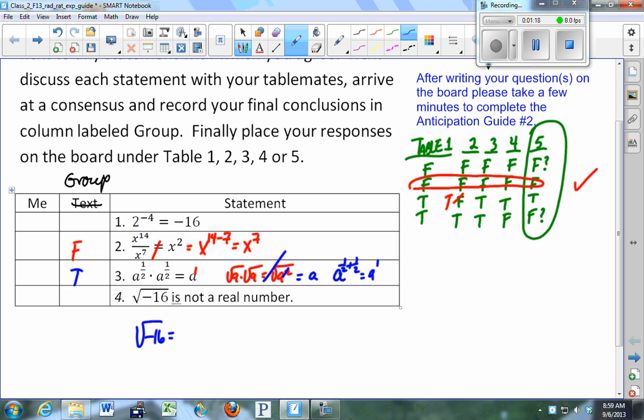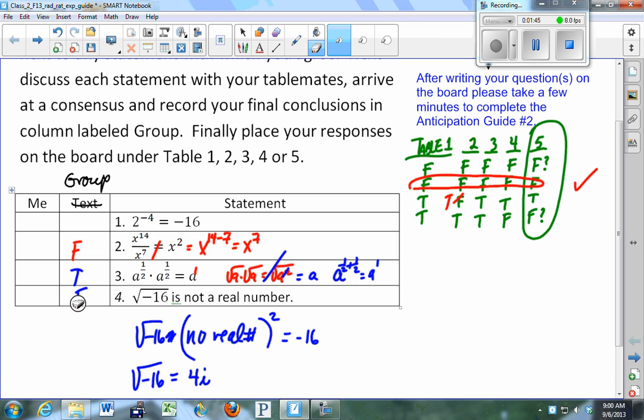Right, i is not a real number. So there is no real number that you can square, right? I won't put an equal sign there. There's no real number you can square to get -16. So this is what we call 4i, and we'll deal with that in a little bit when we get to quadratic equations. Okay. So this one is true, because it is not a real number. It's an imaginary number.